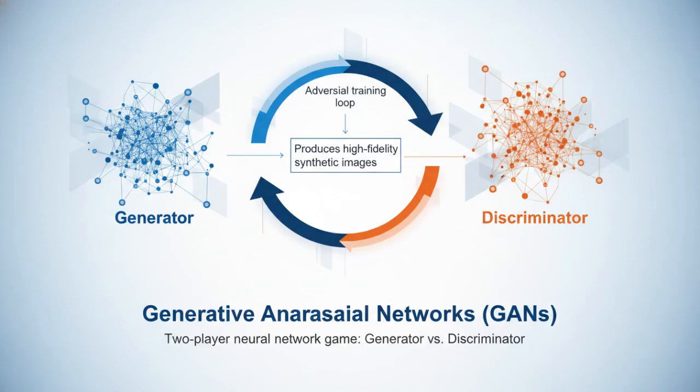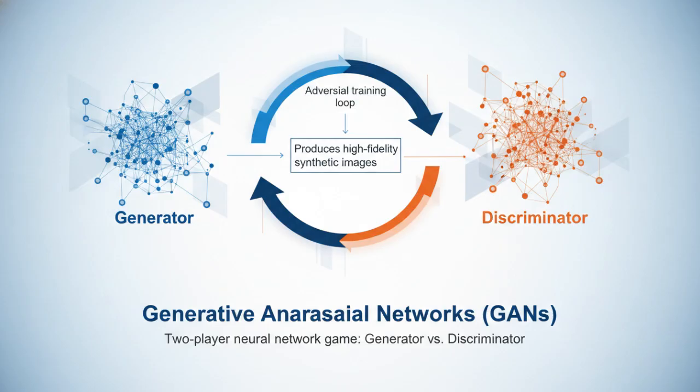In 2014, Ian Goodfellow introduced the Generative Adversarial Network, or GAN, and it changed everything. Imagine an art forger and a detective. The generator, the forger, tries to create fake paintings, while the discriminator, the detective, tries to spot the fakes. They are locked in a constant battle. As the detective gets better at spotting frauds, the forger must get better at creating them.